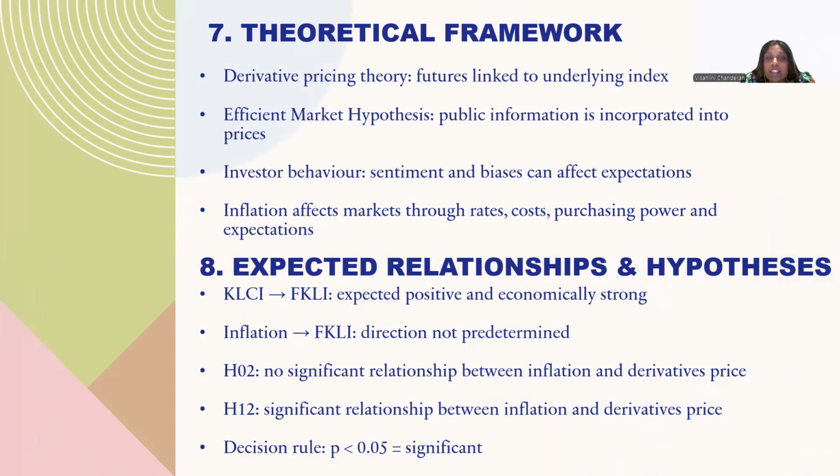Theoretical framework. It uses several theoretical perspectives. Derivative pricing theory suggests that future prices are connected to the underlying index, financing costs, dividends, and also maturity. The efficient market hypothesis suggests that publicly available information, including inflation information, should be incorporated into pricing. Investor behavior theory also recognizes that sentiment, which means overreaction and also loss aversion, can affect market expectations.